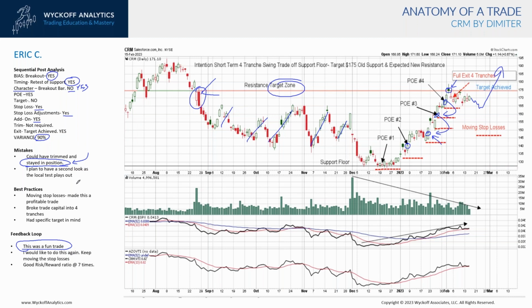Great observations. I plan to have a second look as the local test plays out. So I think he's going into what you're talking about in terms of the continuation opportunities that this might present. I'm not sure that's a mistake, though. I think that's probably just a best practice, actually. So I'm not sure I understand how that's a mistake, but at any rate, what do you think?